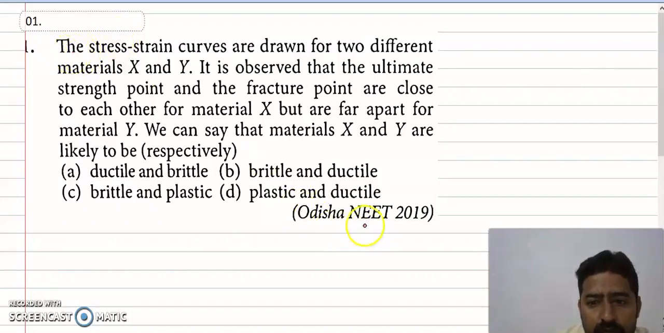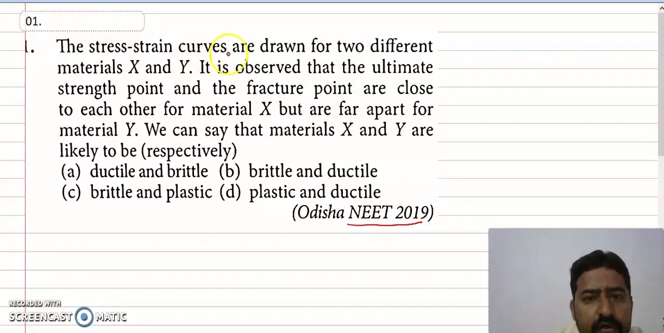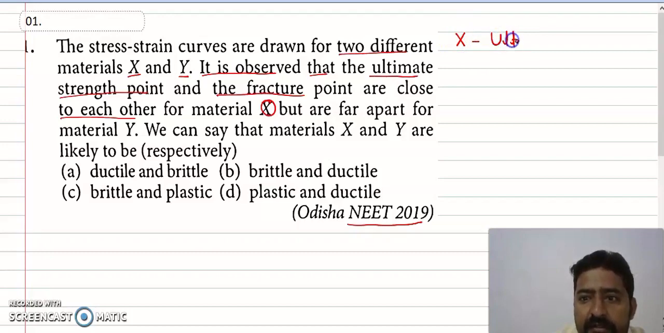The first question, NEET 2019, is asked this one. The stress strain curves are drawn for different materials X and Y. It is observed that the ultimate strength point and the fracture point are close to each other in the material X.